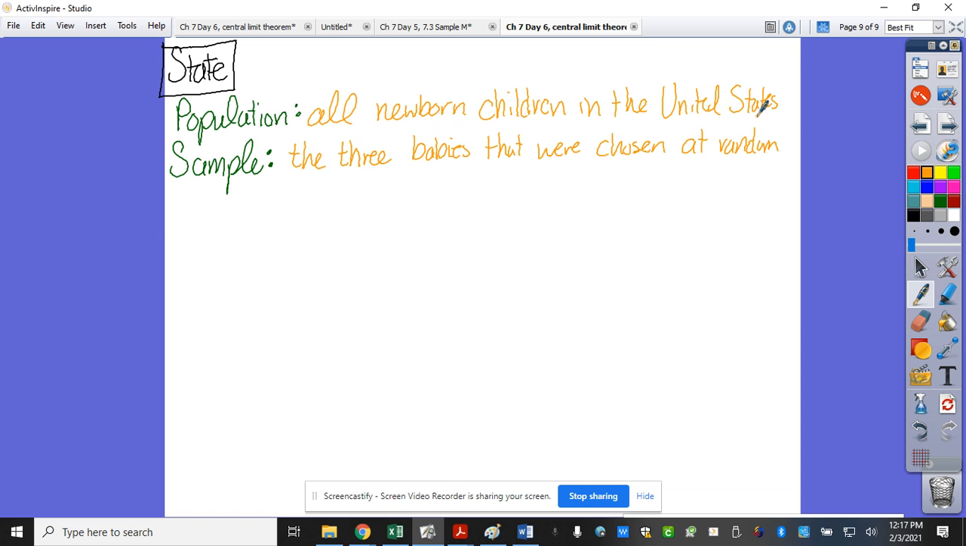What's the next thing I need to write? And I'm defining mu as the mean what? Mean birth weight. Now, some people are going to get a lot more specific here: mean birth weight of all newborn children in the U.S. Why do I not really need to state that? I've already clearly stated the population, so I'm saying I want this for that group.